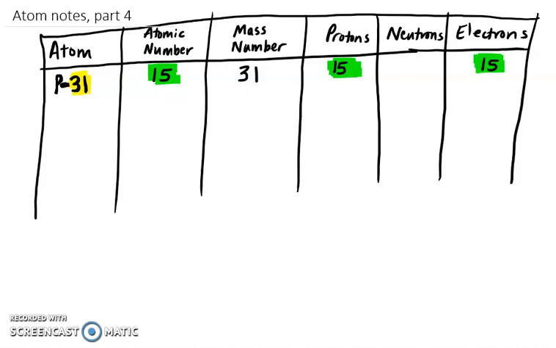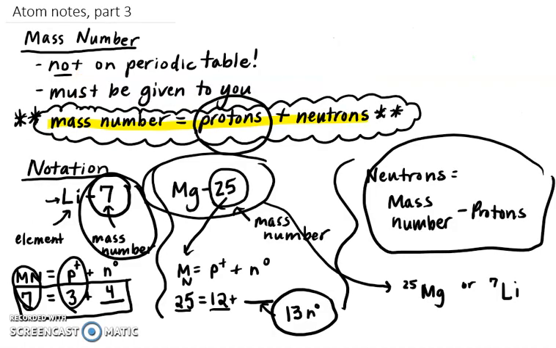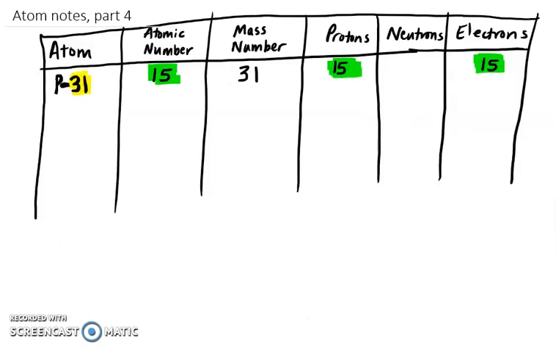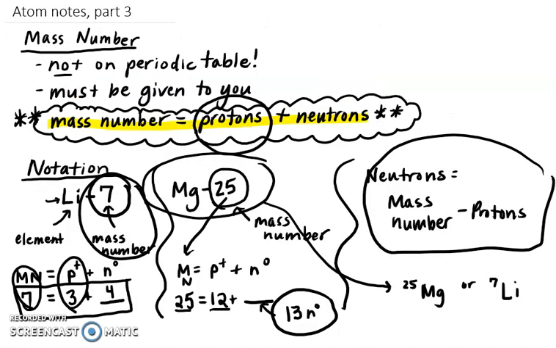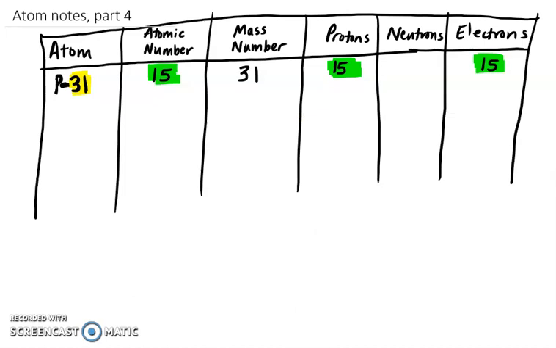Now, as far as figuring out neutrons, here's what we learned. We learned that mass number equals protons plus neutrons. Now, there's two ways to figure this out. You can either set up a little equation like I did, or you can just subtract. Neutrons equals mass number minus protons. It's up to you. So, neutrons. All right, I'm going to do the simple one, which is mass number minus the number of protons. So mass number is 31 minus the number of protons, which is 15. So my answer for neutrons is 16.